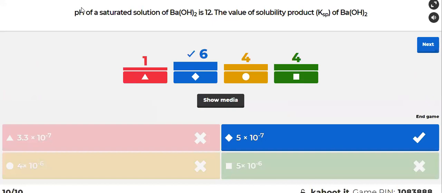Guys, you can calculate the concentration of OH minus from here. pOH is 2, so OH minus concentration is 10 to the power minus 2, which is 2S equal to 10 to the power minus 2. So you can calculate S. So Ksp is equal to 4S cube, as simple as that.